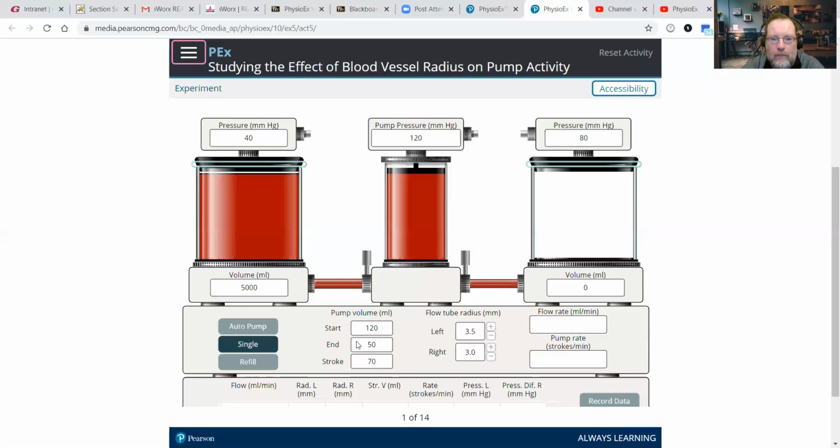And then we're going to see the pump. This little 120 millimeters of mercury of pressure is going to push down.